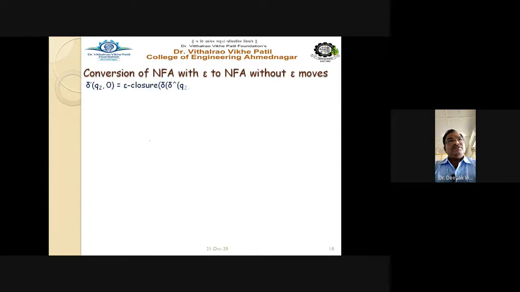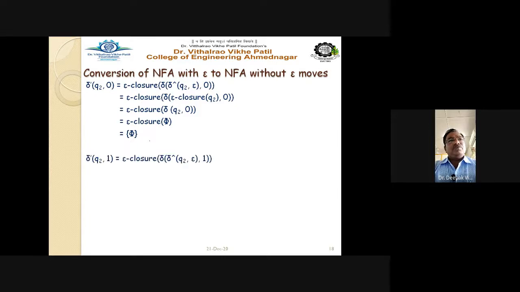So finally, delta dash Q2 0 is equal to E closure of delta dash Q2 epsilon 0. So E closure of Q2 is equal to Q2. So delta Q2 0 is nothing but phi. So that is delta dash Q2 0 is equal to phi. Now Q2 on 1 is equal to E closure delta cap Q2 epsilon 1, that is E closure of Q2, and E closure delta Q2 on 1 is nothing but phi. That's why E closure of phi is equal to Q1 and Q2. So Q2 on 1 is equal to Q1 and Q2.